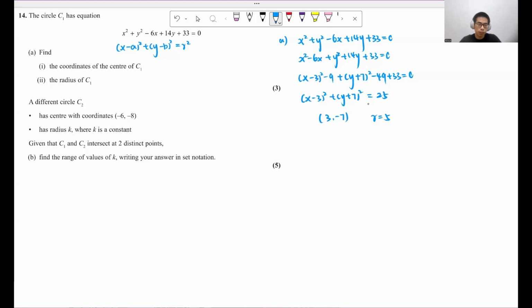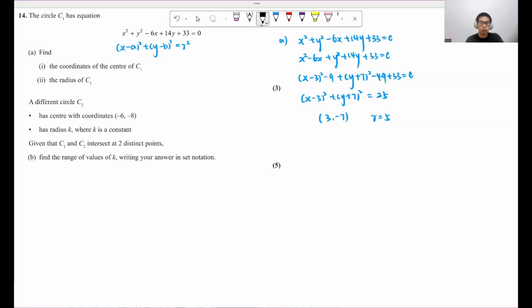And then part B, a different circle, C2, has center with coordinates negative 6, negative 8, has radius k, where k is a constant. So given that C1 and C2 intersect at 2 distinct points, find the range of possible values of k. Okay, again, for this type of question, it's better to visualize it first. So I'm going to sketch both of these circles.